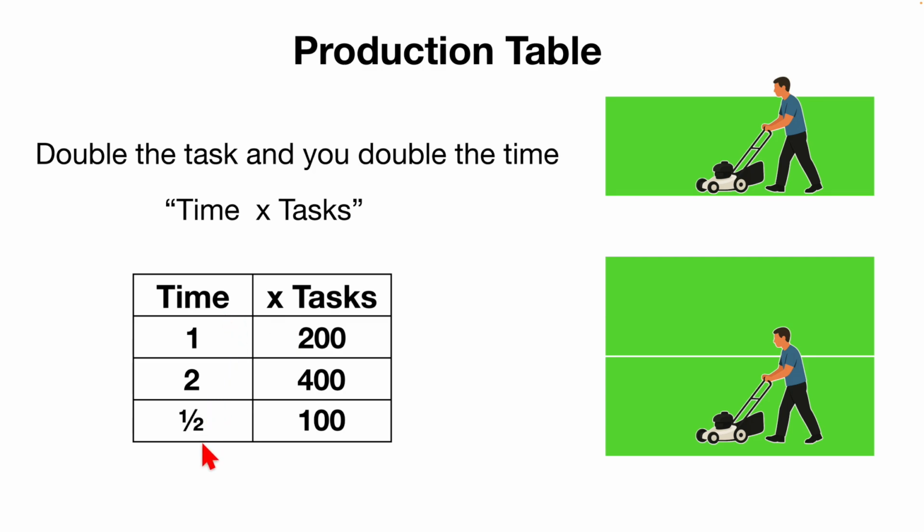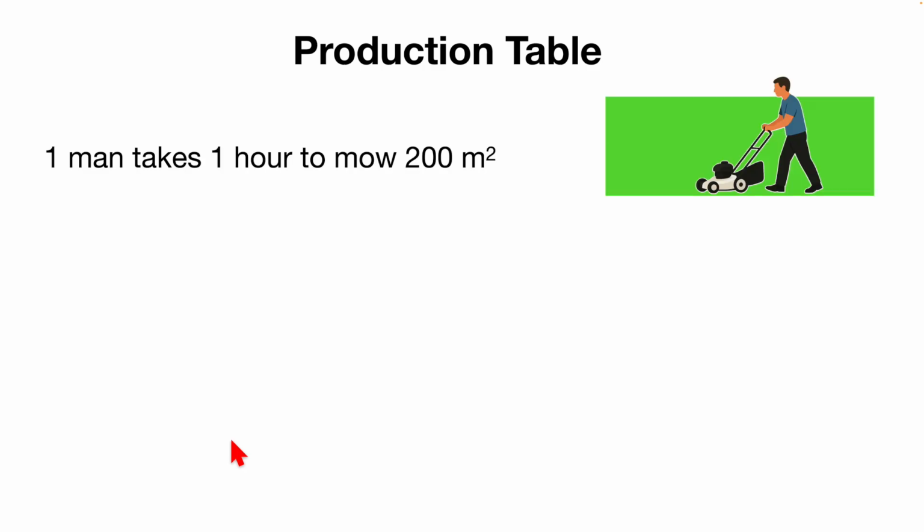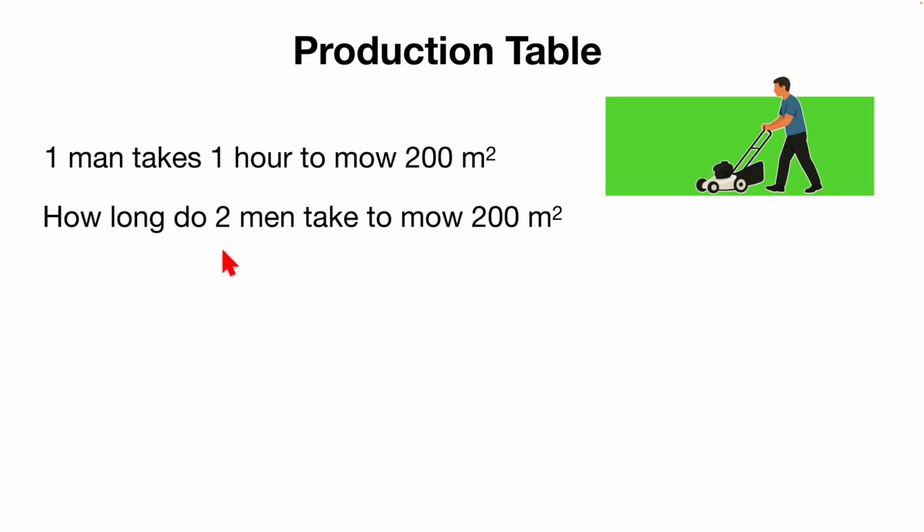The assumption is that the chap works at the same pace throughout. So doubling the task doubles the time. There's no great surprise there. What about if we bring more men on the job? One man takes 1 hour to mow 200 square meters. How long do 2 men take to mow 200 square meters?